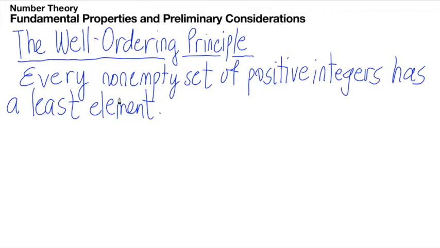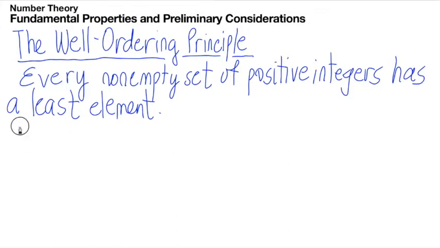So every non-empty set, we can say that it's non-empty, therefore there is at least one element in that set of positive integers. So this is the natural numbers starting from 1, 2, 3, and so on, has a least element. So any non-empty set of positive integers must have a least element.